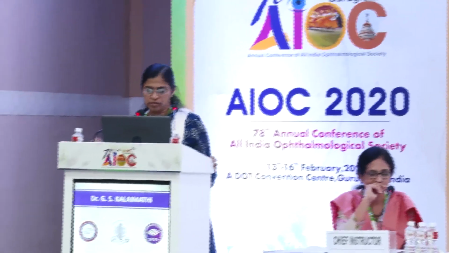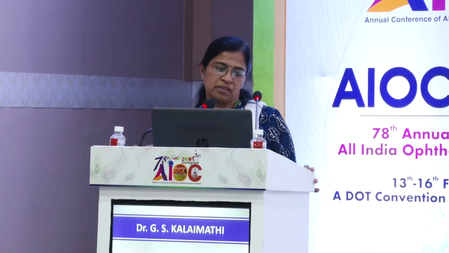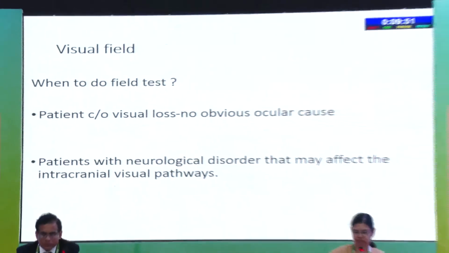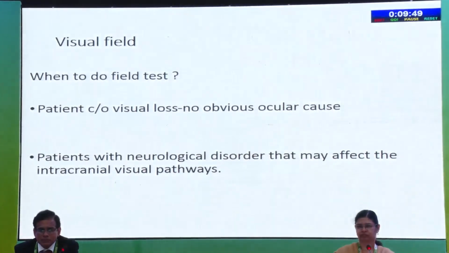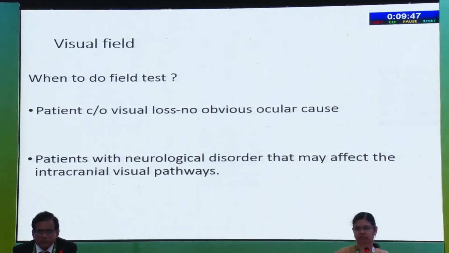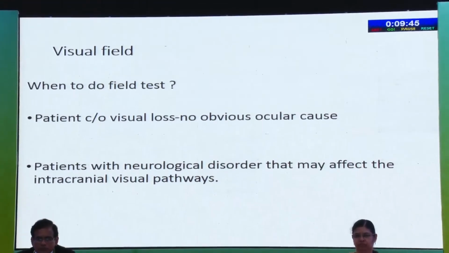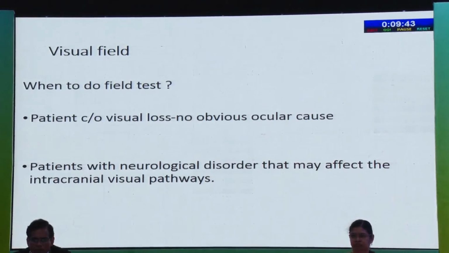Thank you, Dr. Thomas. So we're coming to visual field defects in neuro-ophthalmology. When to do a field test? When the patient complains of defective vision, and when we examine and there is no obvious ocular cause for the defective vision, then we do visual fields. Sometimes the patient themselves say that there is some visual field loss.